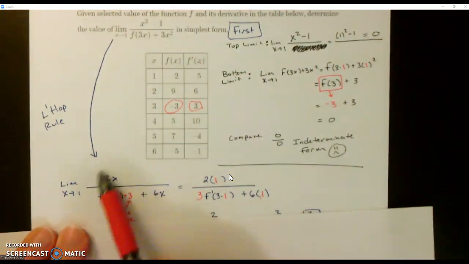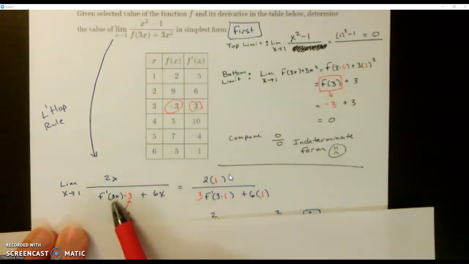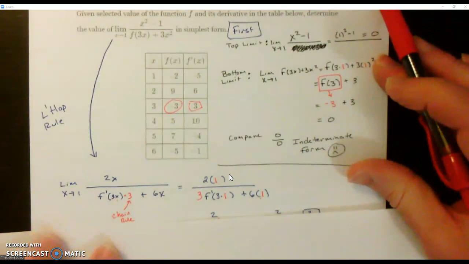Now, I don't really need to simplify anything. I'm just going to do direct substitution. I'm going to plug 1 in everywhere I see an x. And this 3 is just the chain rule 3 written on the outside. I prefer the 3 on the outside.